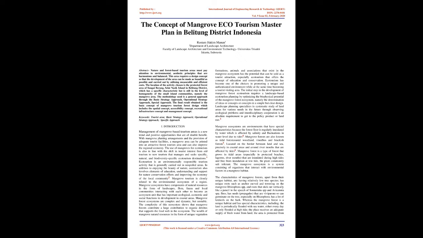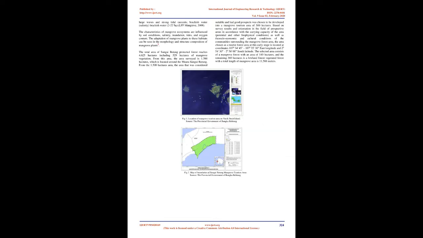Mangrove forest ecosystems are complex and dynamic, but unstable. The complexity of this ecosystem shows that mangrove forests make a large contribution of organic detritus that supports the food web in the ecosystem. The wealth of mangrove natural resources in the form of unique vegetation formations, animals, and associations that exist in the mangrove ecosystem has the potential to be sold as a tourist attraction, especially ecotourism that offers the concept of education and conservation.